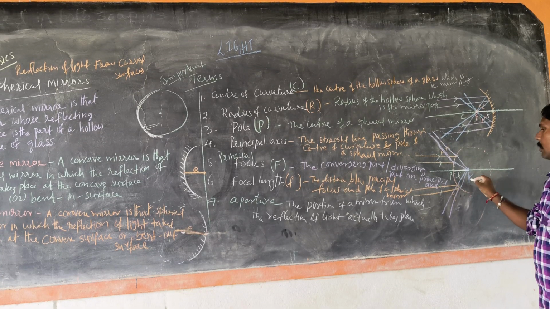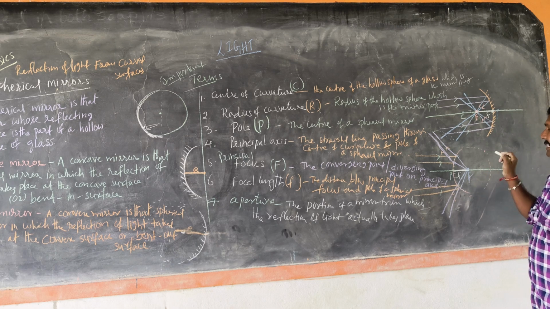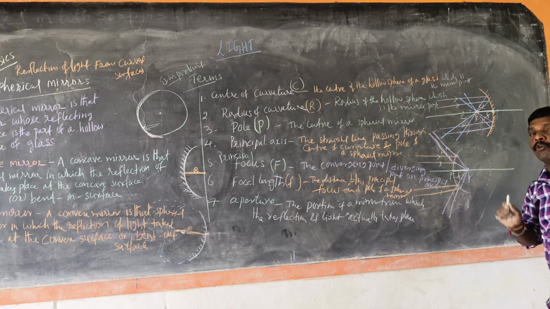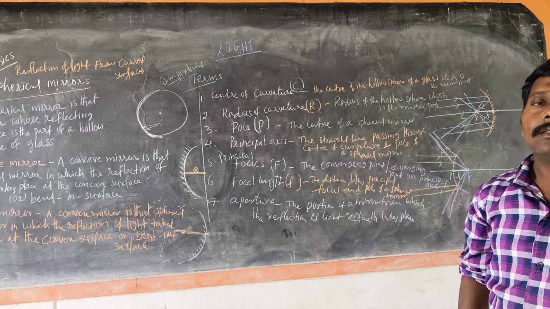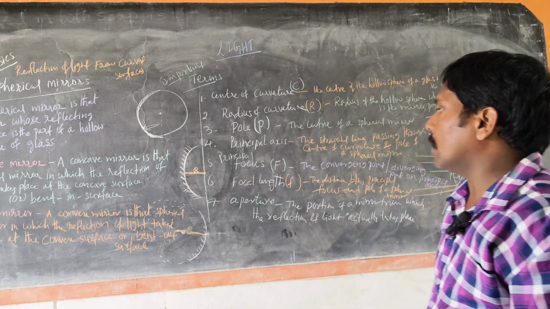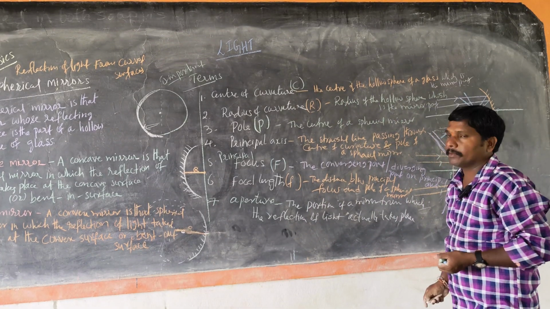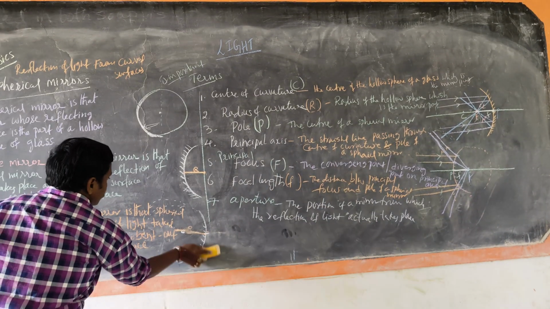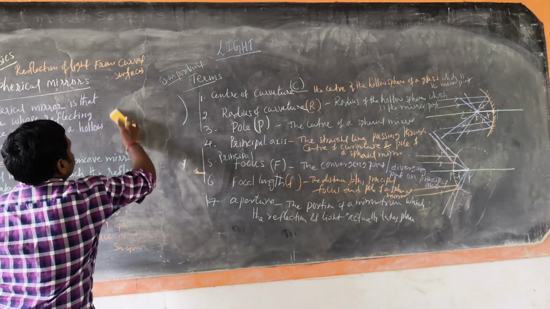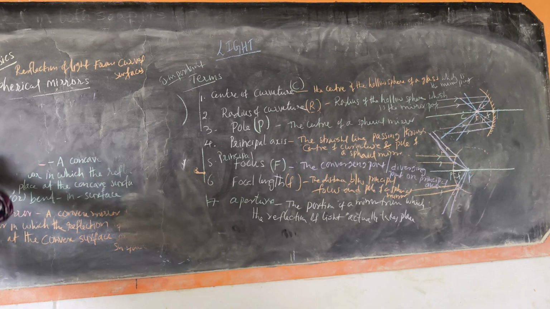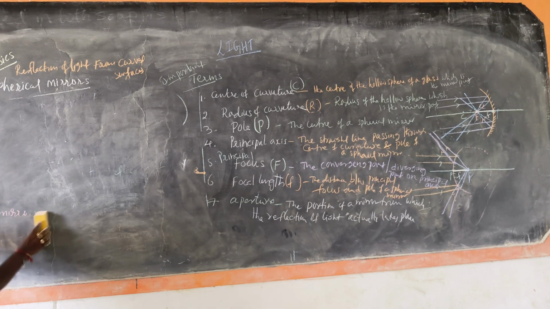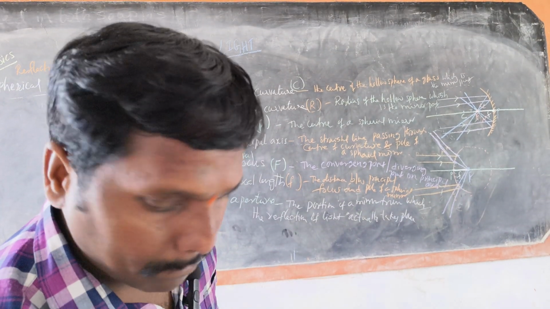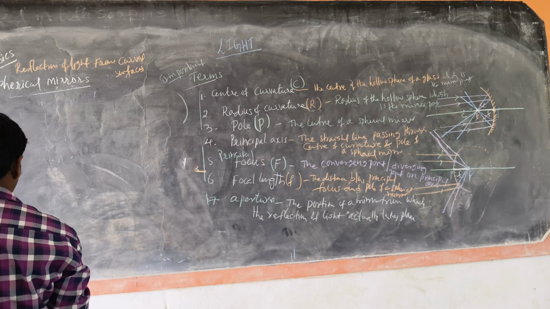The distance between the focus, or the focal point, and the pole, the distance between the pole and the focus, is called focal length. So let us take the summary of all these important points. Let us understand all this with a diagram.